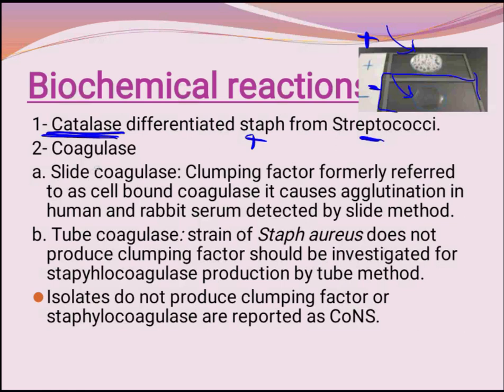The other test used for the identification of the species of Staphylococci is the coagulase test. We mentioned that Staphylococci, according to the coagulase, are either coagulase positive, which includes Staphylococcus aureus only, and coagulase negative staph, which includes the other species of Staphylococci. We have two types of coagulase: the slide coagulase, also called the bound coagulase or clumping factor, and the tube coagulase. Both are secreted by Staphylococcus aureus.